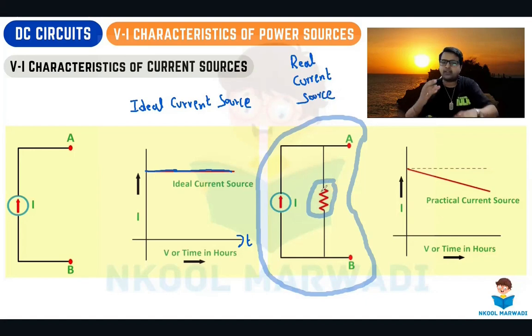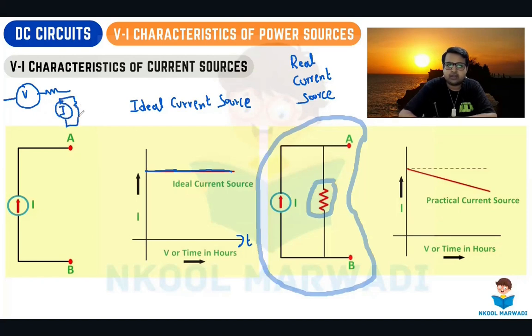Now one more very interesting observation: with a current source, resistance will always be in parallel, and with a voltage source, resistance will always be in series. Very important observation I'm making. This will be very useful in numericals. Whenever I have a voltage source, resistance will be in series, and whenever I have a current source, resistance will be in parallel. Since it is a real scenario, with time, current will not stay constant but will keep on decreasing. So these are the VI characteristics of current sources.